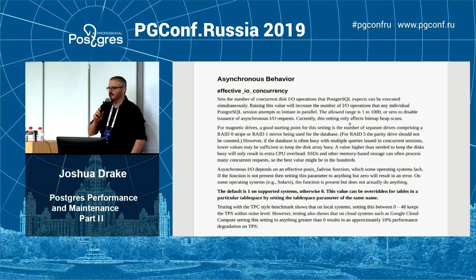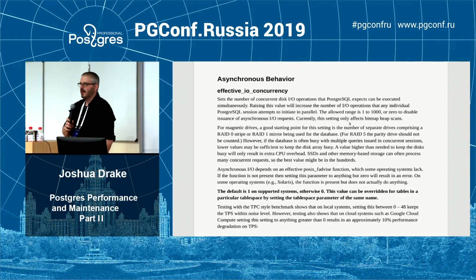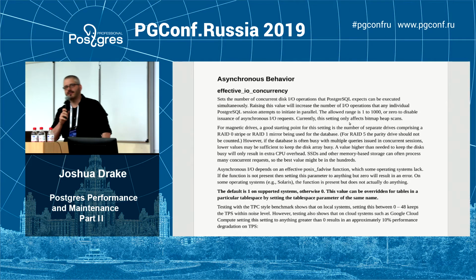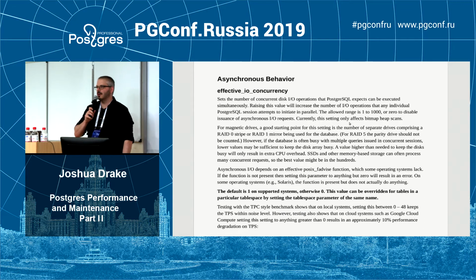Asynchronous behavior, effective I/O concurrency. Sets the number of concurrent disk I/O operations that Postgres expects can be executed simultaneously. Remember when we were talking about SSDs and concurrency? This is what we're talking about. Raising this value will increase the number of I/O operations that any individual Postgres session attempts to initiate in parallel. The allowed range is 1 to 1,000 or 0 to disable. Currently, this setting only affects bitmap heap scans. I do not know if that's still true. It may have changed. We're a couple of releases back.